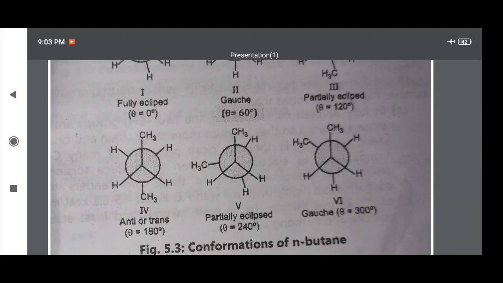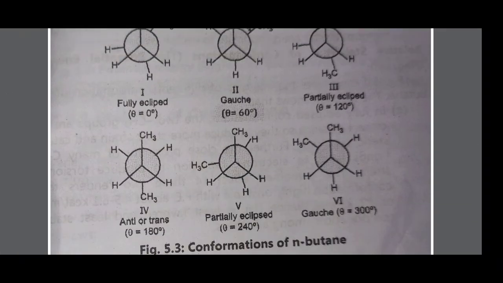Conformation number third and number fifth, at dihedral angles 120 degree and 240 degree, are identical as they have the same potential energy. In this conformation, the methyl group is eclipsed by a hydrogen atom, hence called partially eclipsed. Actually, these conformations are mirror images of each other. Then the next conformation, the most stable, is the staggered conformation.